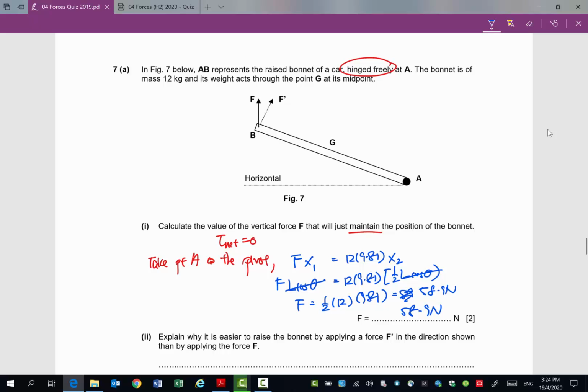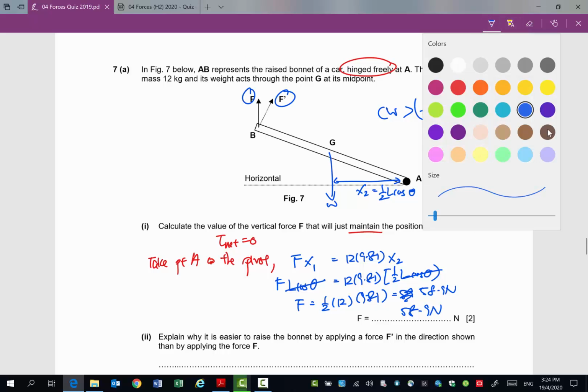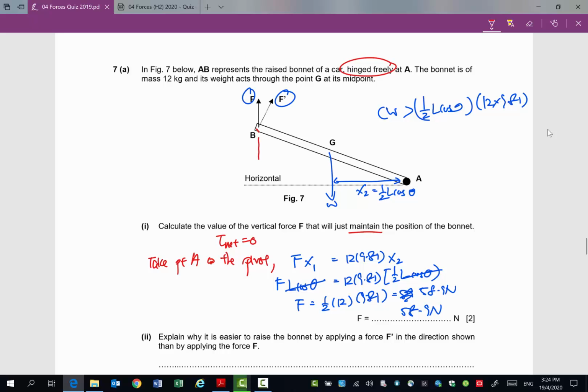So in this case, since the weight is a constant, the distance from the weight to point A at this instant in time must be x2, which equals half L cosine theta as mentioned just now. To raise the bonnet, all I need to do is to make sure that my clockwise moment is slightly greater than half L cosine theta multiplied by the weight 12 times 9.81. Okay, I can do so by applying a force F or applying a force F prime. So the key difference is, okay, F, to provide that moment, I'm multiplying by the perpendicular distance of x1, okay?